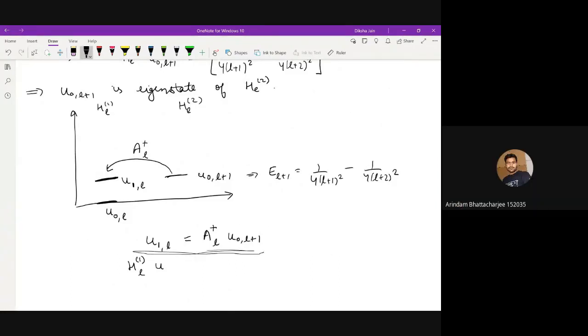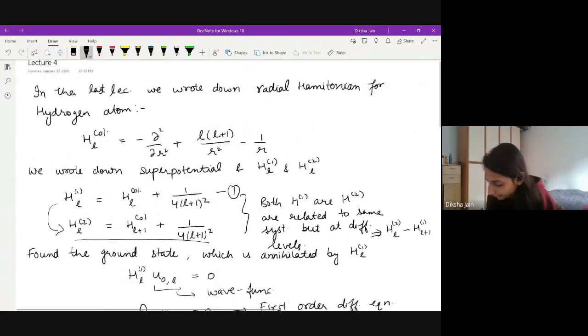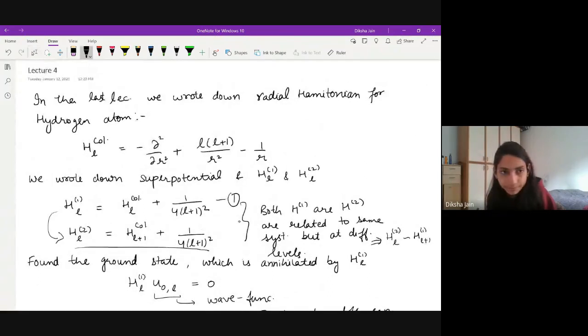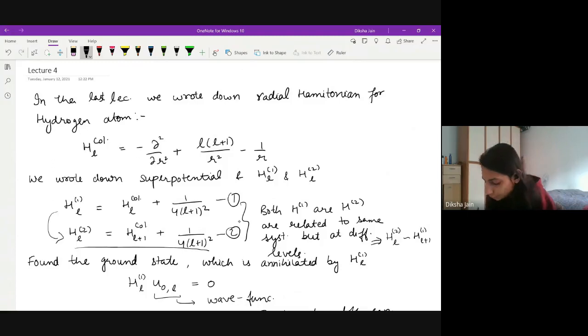Because H1 of L plus 1 is related to H2 of L. This you can see from the second equation. If you substitute H1 of L plus 1 from the first equation into the second, you will see that H1 of L plus 1 will appear. So from here, what you will find is that H2 of L is related to H1 of L plus 1.